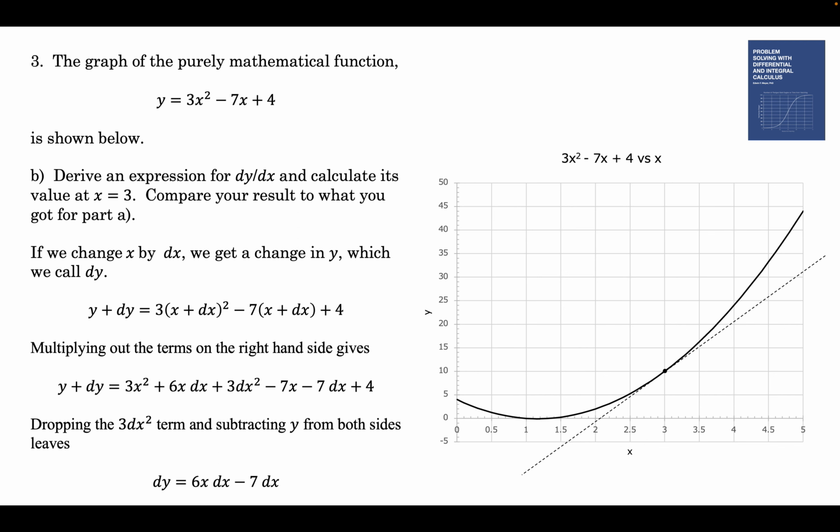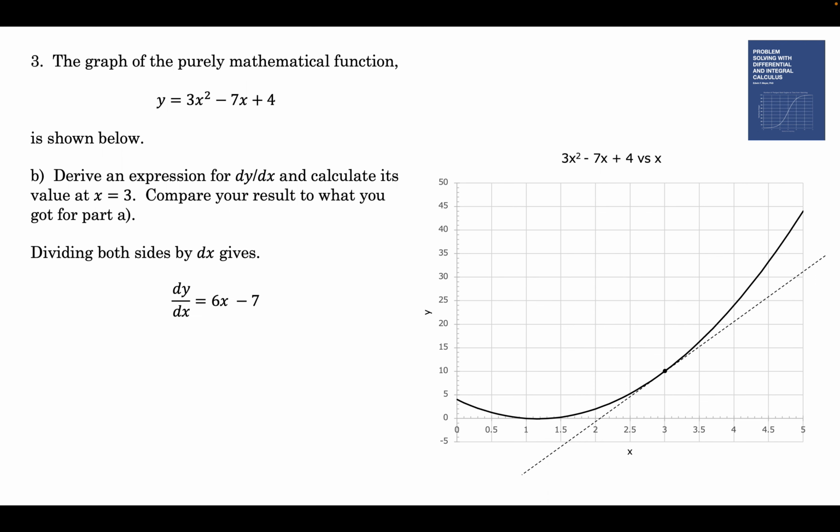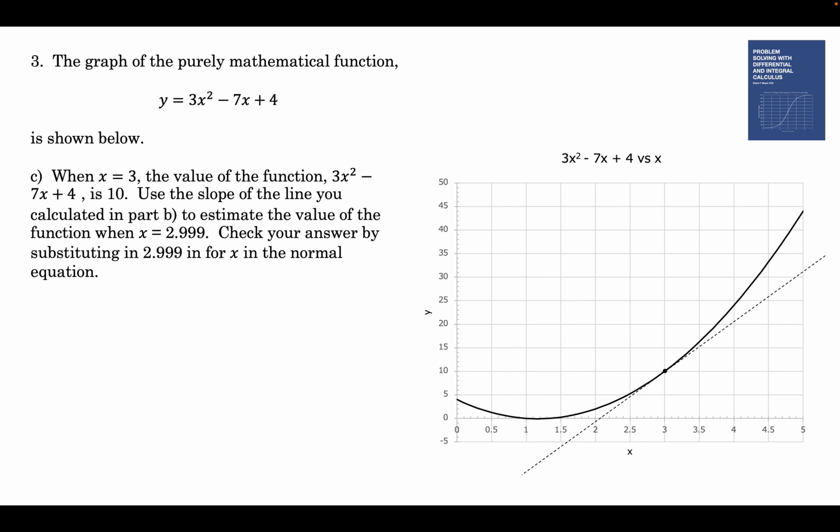So the result is this. That's the derivative. And what we're going to do to get the slope is to divide both sides by dx. So doing that gives 6x minus 7. That's the slope everywhere. We want the slope at x equals 3, so we plug in x equals 3. So we get 18 minus 7, which is 11. Yahoo. The derivative matches our estimate with the tangent line. Now we can go to part C.